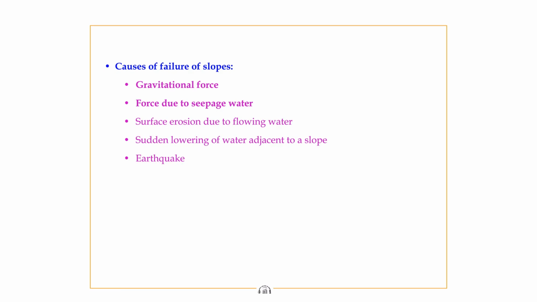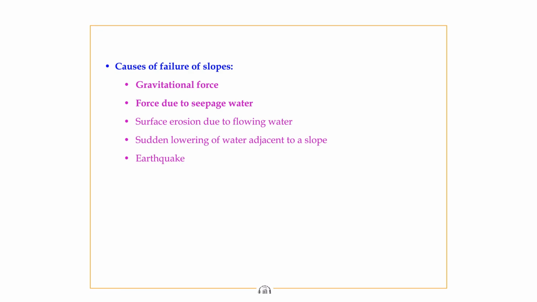Now, causes of failure of slope. First and foremost is the gravitational force. Due to the gravitational force, the soil debris can fall. Next is force due to seepage water. When the water percolates inside the soil, it may fall down, or it may cause landslides.